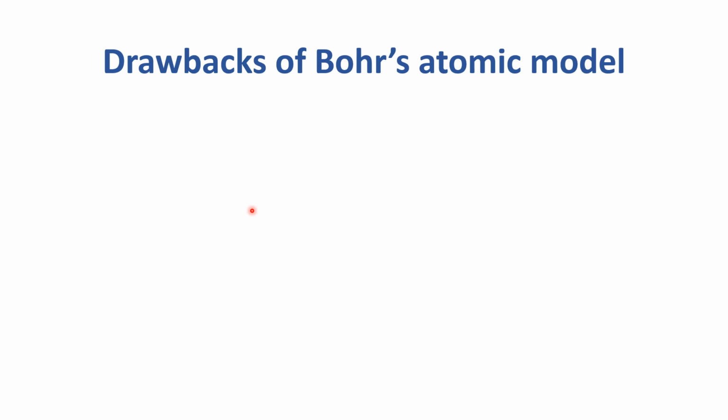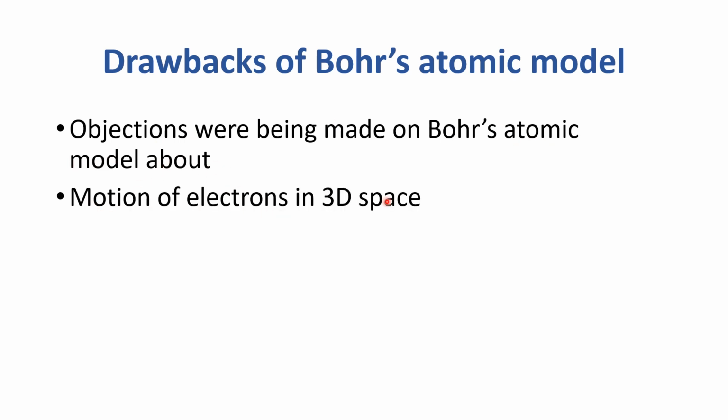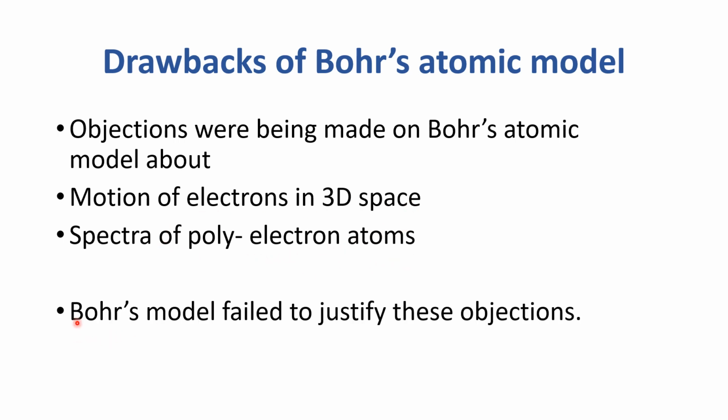lies in the drawbacks of Bohr's atomic model. Objections were being made on Bohr's atomic model about the motion of electrons in 3D space and the spectra of polyelectron atoms. Bohr's model failed to justify these two objections.